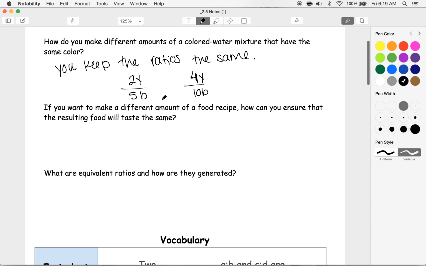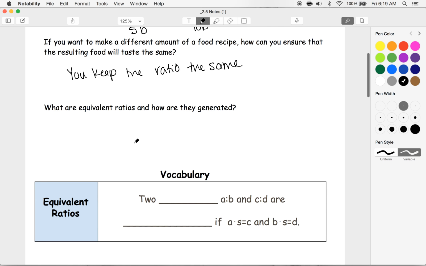If you want to make a different amount of a food recipe, how can you assure that the resulting food will taste the same? It's the same thing. You keep the ratio the same, just like what we did with the color water mixtures.